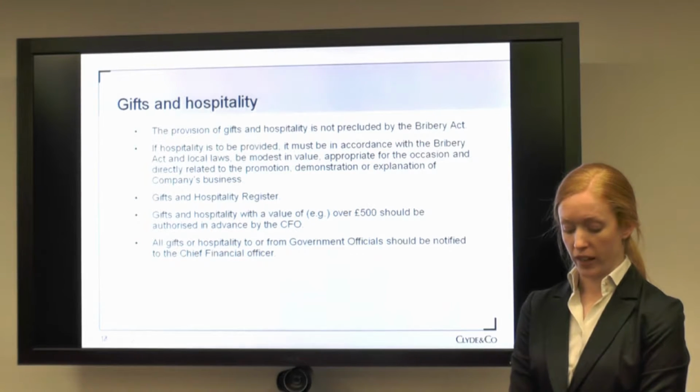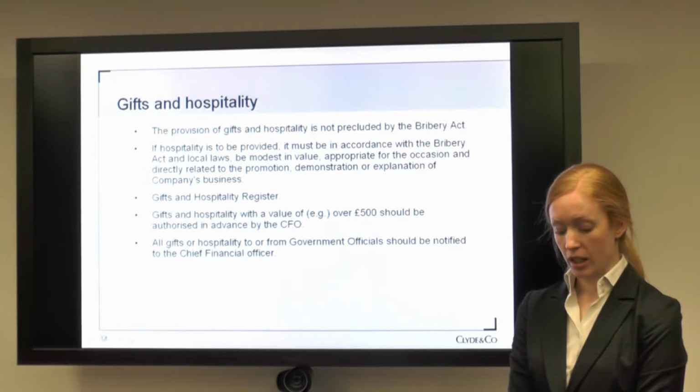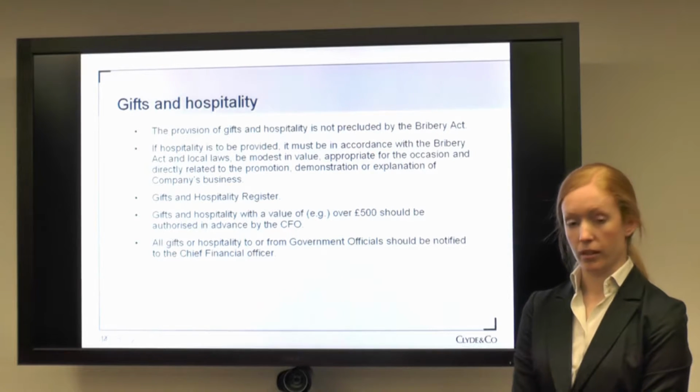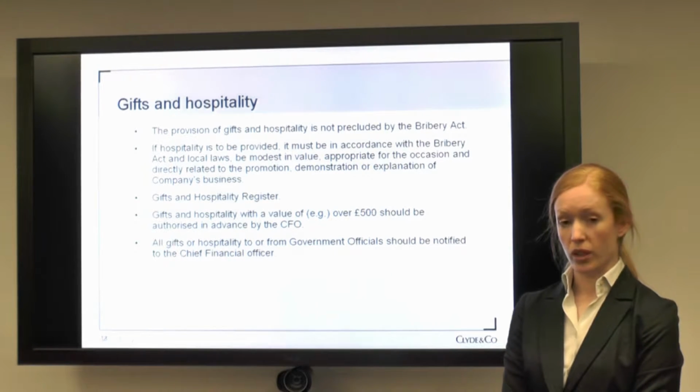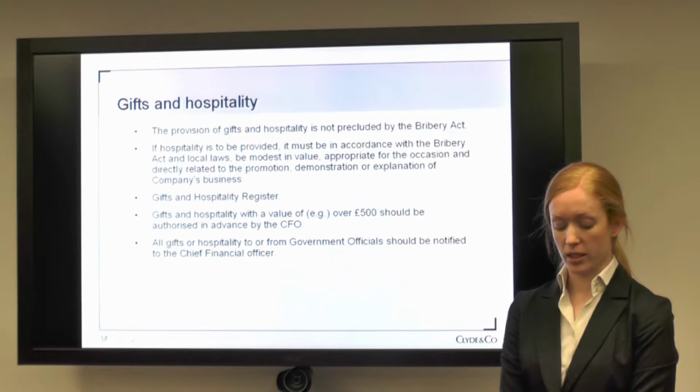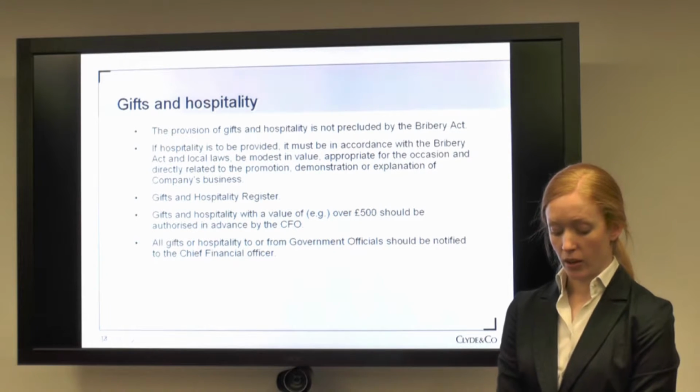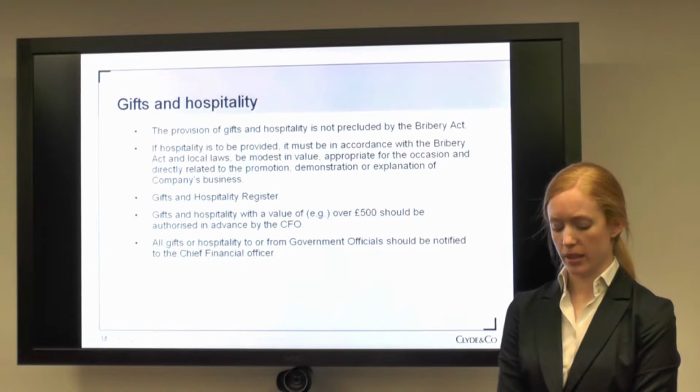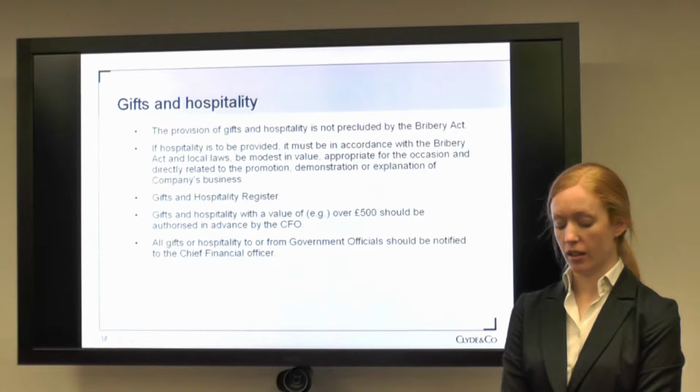Lavishness is just one factor that may be taken into account in determining whether an offence has been committed. The full circumstances of each case would need to be considered, and other factors may include that the hospitality or expenditure was not clearly connected with a legitimate business activity, or it was concealed.